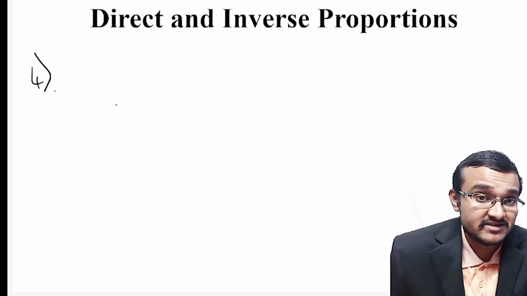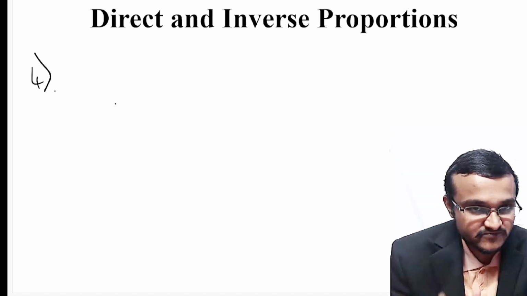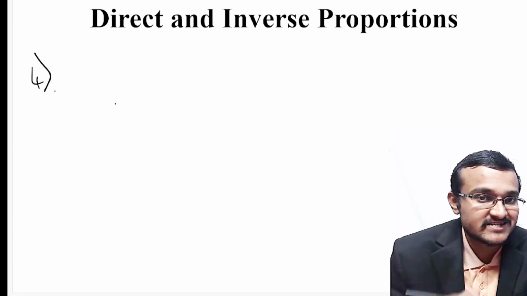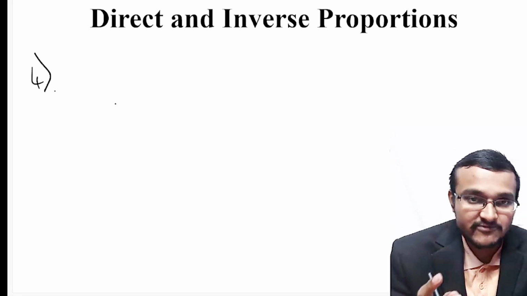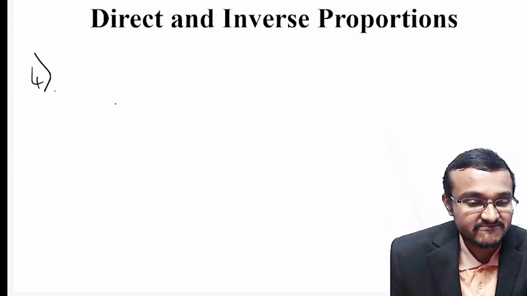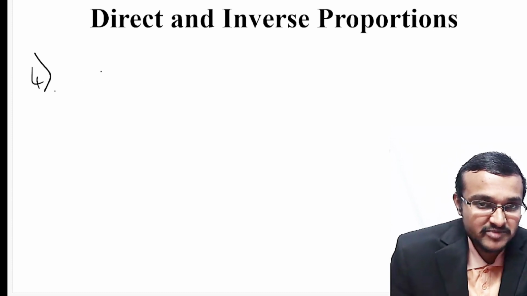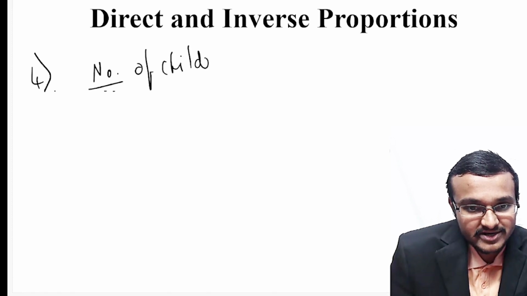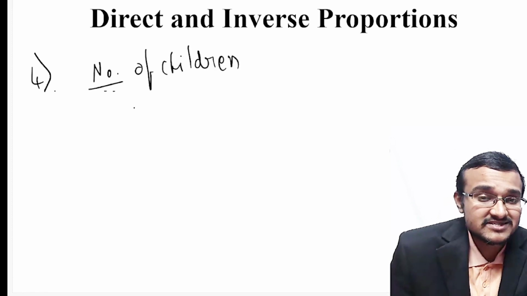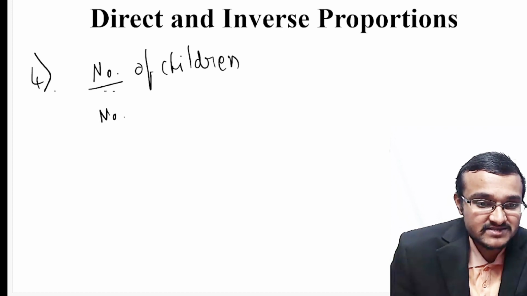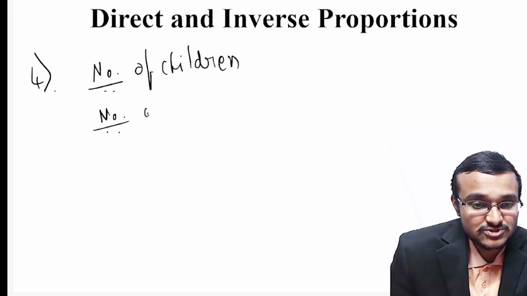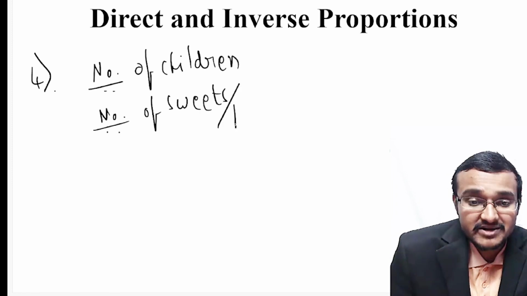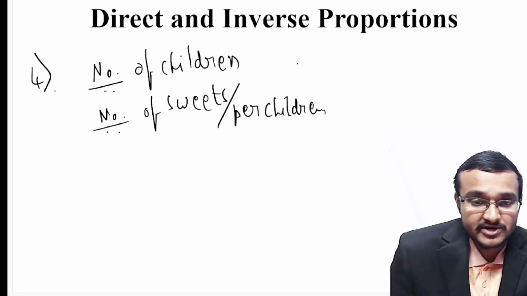Coming to the fourth question, in a box there is a certain number of sweets, and if those sweets are distributed among 24 children, then each child will get 5 sweets. So here one particular physical quantity is the number of children, and another physical quantity is the number of sweets which each child is getting. So number of sweets per child is another physical quantity.